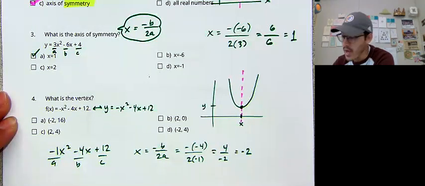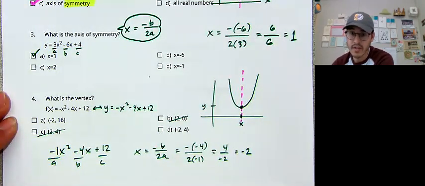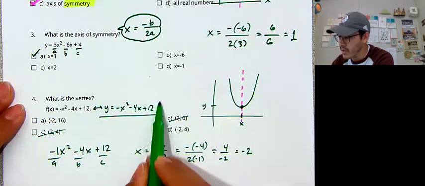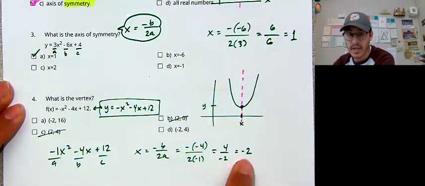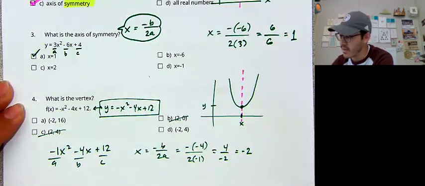Okay, so right away we can cross off c and cross off b, because those both have positive 2 as the x coordinate, and we know that it's going to be negative 2. All right, now to determine the y coordinate, we can just use the function itself. Use negative 2 in place of the variable x.